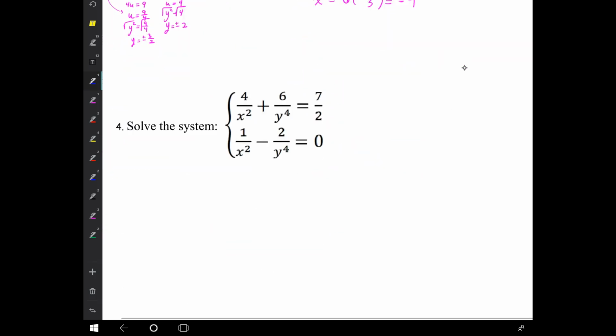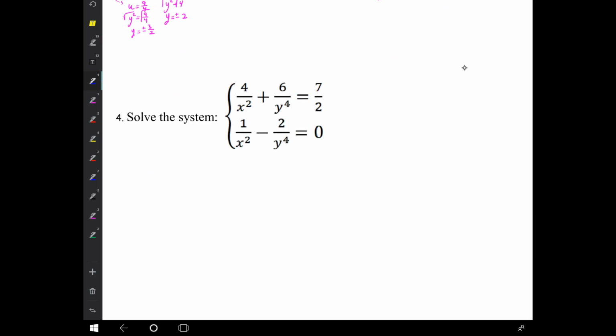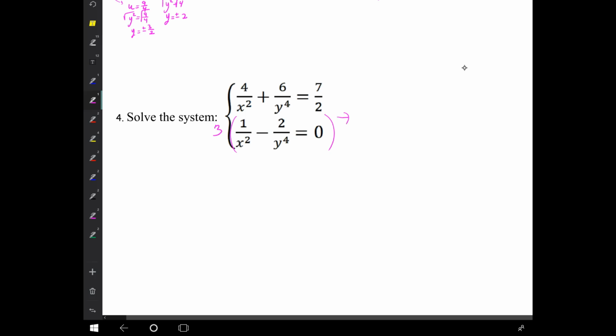Let's go ahead and take a look at this last one. What do you think would be easiest to use on this one, substitution or elimination? Elimination. What would we multiply the bottom equation by to eliminate y? 3, good. So if I distribute the 3 in, then that would be 3 over x squared minus 6 over y to the 4th is equal to 0. And looking at the first equation, that's still 4 over x squared plus 6 over y to the 4th is equal to 7/2. Add straight down.